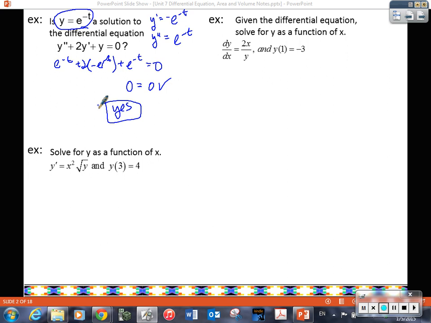So notice how it's all mixed up. The y's and the x's are all mixed up. So first thing we're going to have to do, step 1, was to separate them.